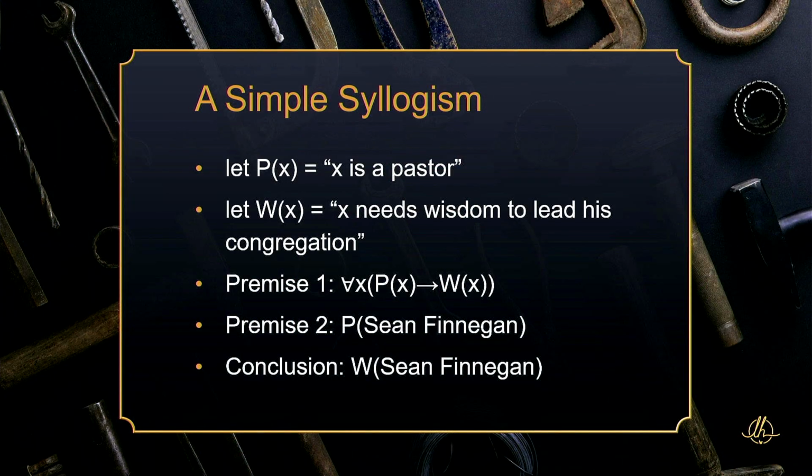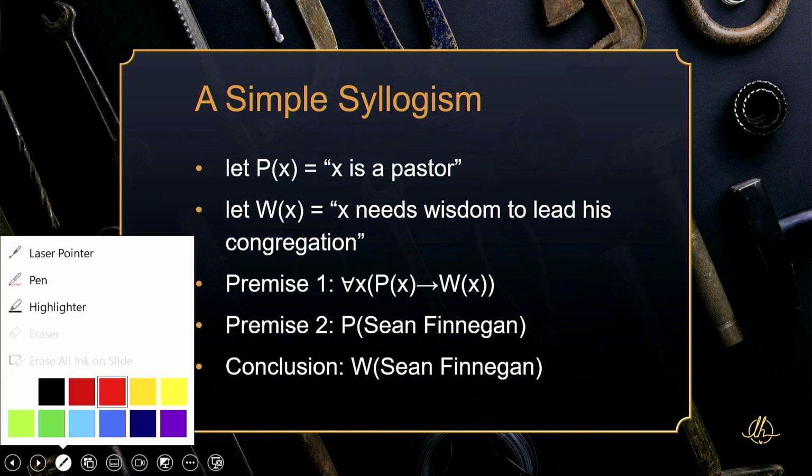All right, so what people have decided to do is to learn how to represent these sentences with symbols. So I'm going to show you some symbols, and if you're a math person, you're probably going to love this. Everyone else, just strap in. It's not going to be so bad, all right? Let P(x) equal x is a pastor, and let W(x) equal x needs wisdom to lead his congregation. Then we use the notation, and it's kind of like an upside down A here. I don't know if you see that. For every x such that x has the property P, then x has the property W.